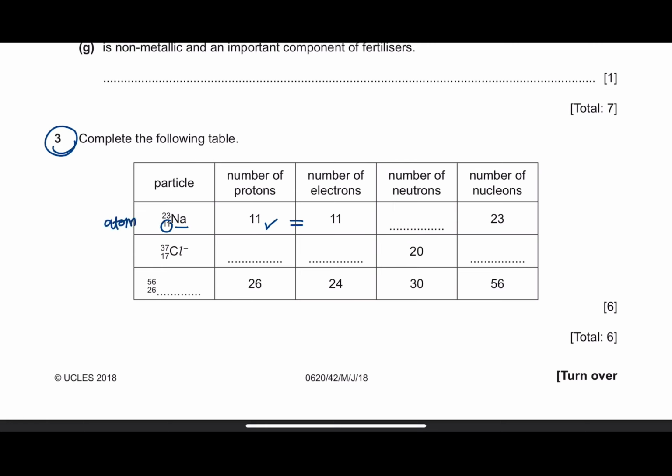It says it has 23 nucleon number. That means the neutron is nucleon minus your proton, giving us 12 over here. Now this one is an ion which has received 1 electron.